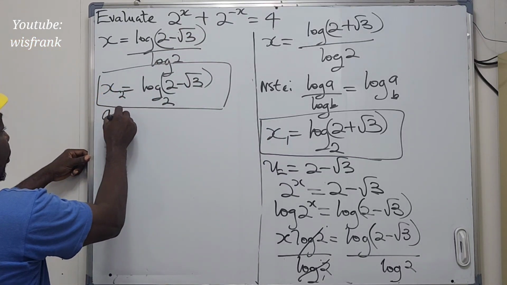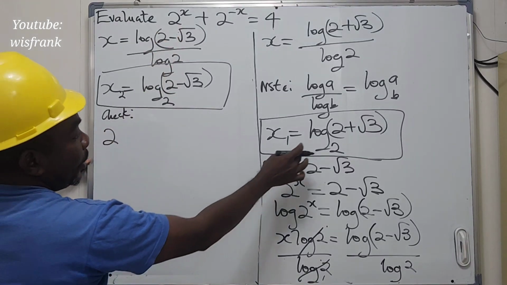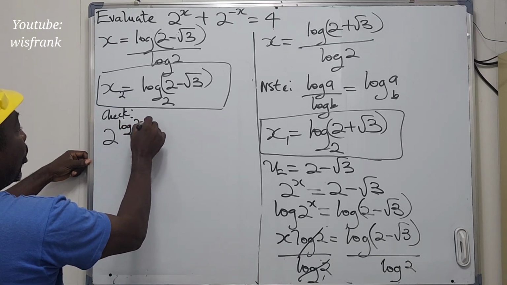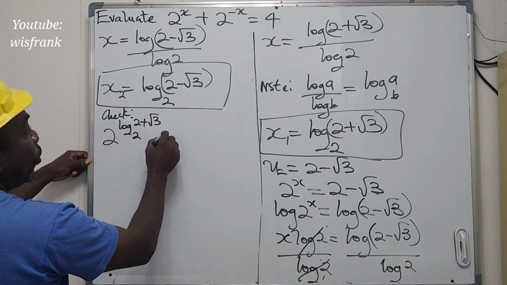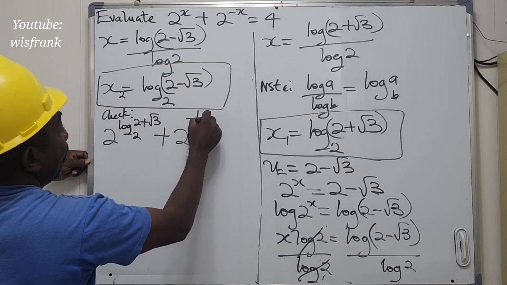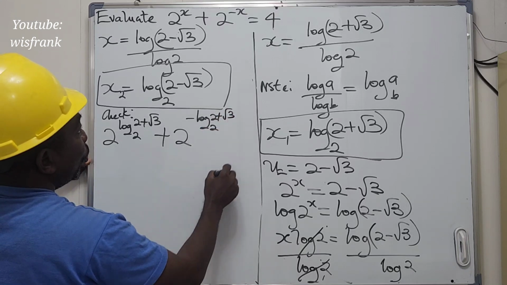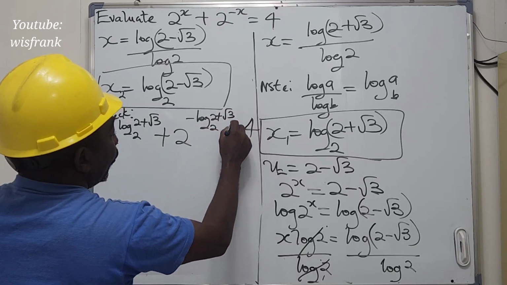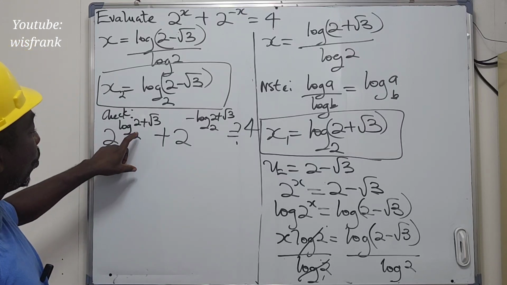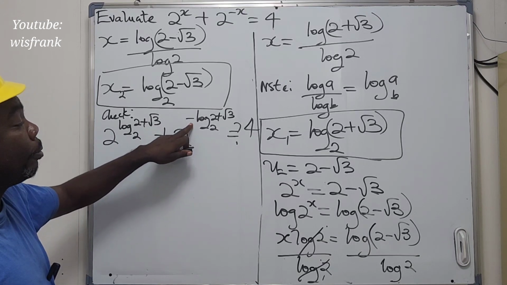So we say here, check when we have 2 to the power of x. Let's use this. Our x is log of 2 plus root 3 base 2, plus 2 to the power of minus log of 2 plus root 3 base 2. Will this equal 4? So let's find out. From here, we can see that we have 2 to the power of this, and also we have 2 to the power of minus this.